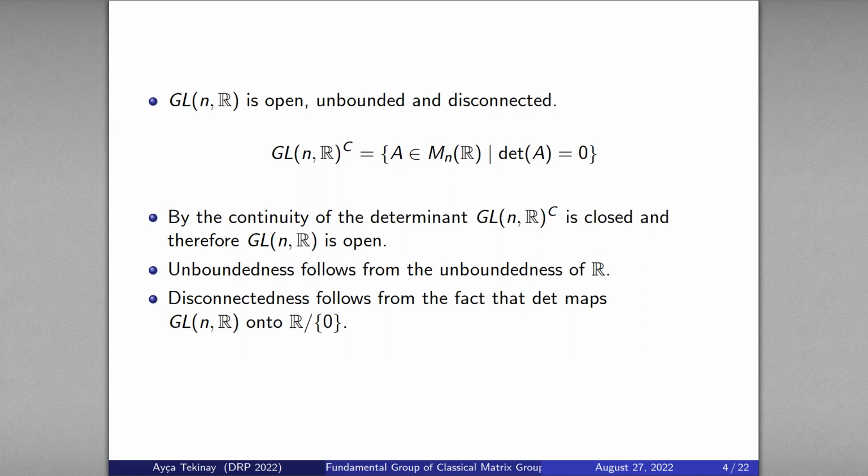The complement of GL(n,R) is closed by the continuity of determinant, and therefore GL(n,R) should be open. And unboundedness follows from the unboundedness of R. Also, disconnectedness follows from the fact that the determinant goes from GL(n,R) to R minus 0, and because the determinant function is continuous, and since R minus 0 is disconnected, GL(n,R) should also be disconnected.